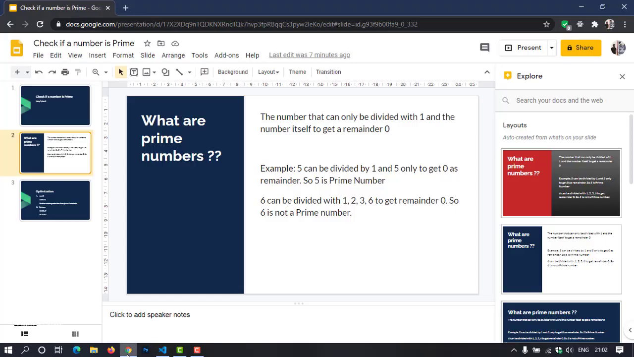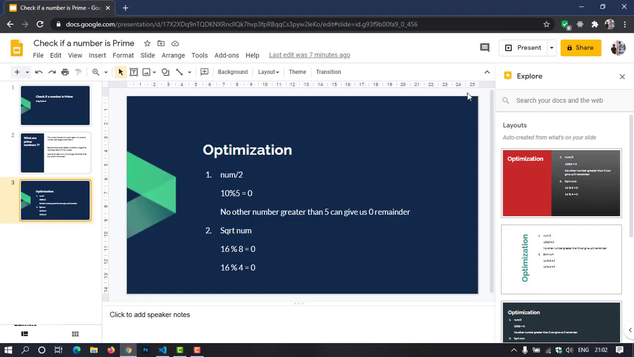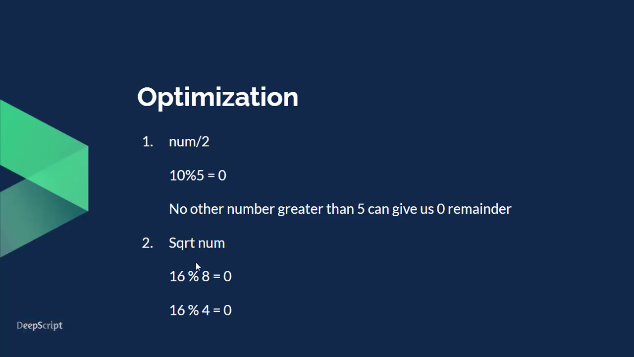Now let me go back to the slide. If you are dividing a number, then the expectation of getting 0 as a remainder is only up to the number divided by 2. For example, if we divide 10 with 5, then we will get 0, but no other number greater than 5 can give us 0 as remainder. If we divide it with 6, 7, 8, 9, whatever, that is not going to give us 0. For a number, we can divide it only up to the number divided by 2.